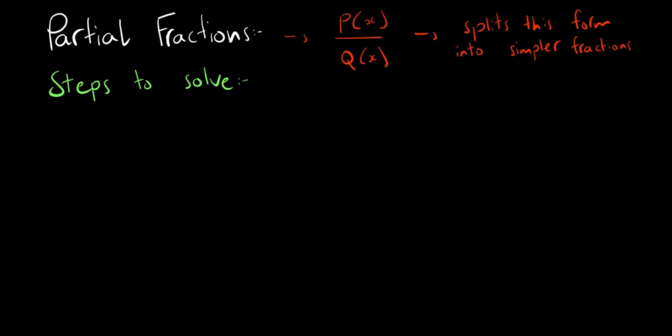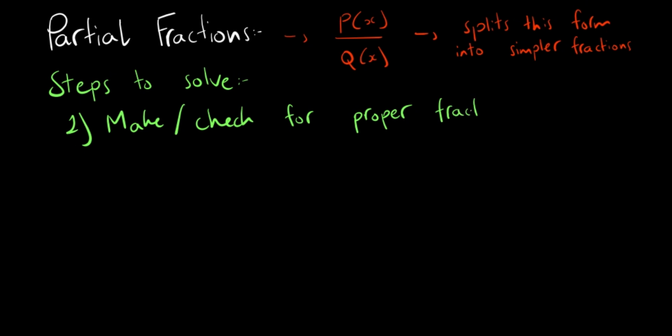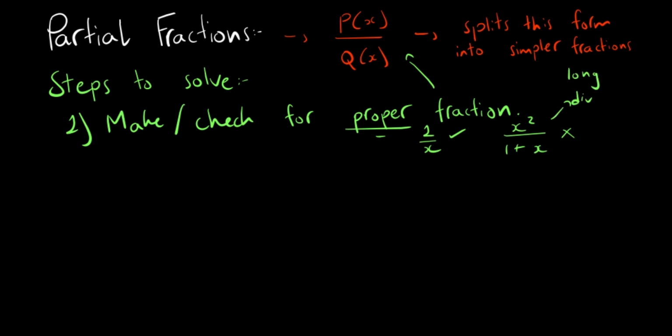Now we're going to look at steps on how to actually solve these partial fractions. Step 1, we have to check for a proper fraction. The concept of partial fractions is only possible for proper fractions. An improper fraction first has to be converted into a proper fraction through long division, and then it can be converted into partial fractions. So a proper fraction is one in which the numerator has a lesser degree than the denominator. For example, 1 over x, the numerator has degree 0 and the denominator has degree 1, and in x square over 1 plus x, the numerator has degree 2 and the denominator has degree 1.